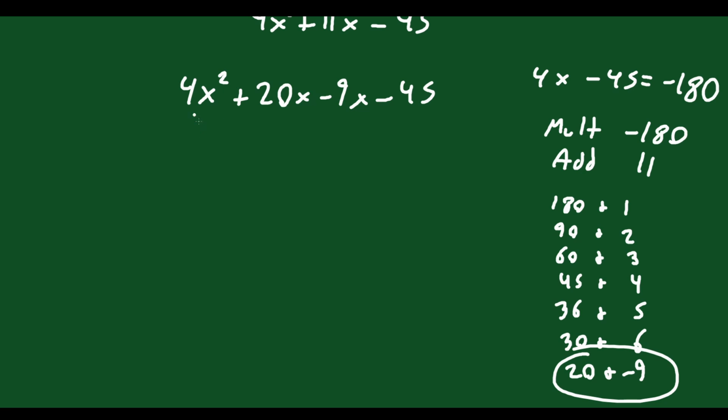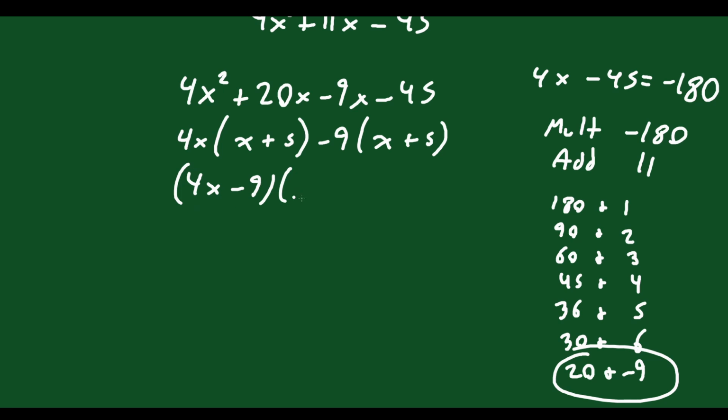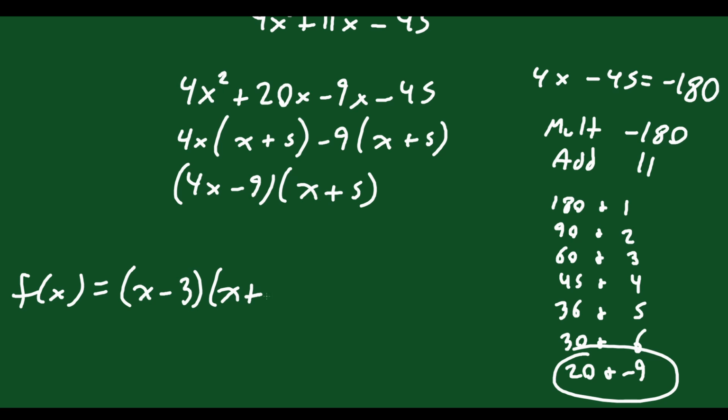We factor by grouping. You're going to take out a 4x. You'll be left with x plus 5. You take out a negative 9. You'll be left with x plus 5. And that'll give you 4x minus 9 times x plus 5. So that's this one factored. Now, we factored everything, so we can go ahead and combine it all together. So your f of x is equal to, the first factor we found was x minus 3, and then x plus 2, remember that? And then these ones here, 4x minus 9 and x plus 5. Now it's fully factored. Okay, great.